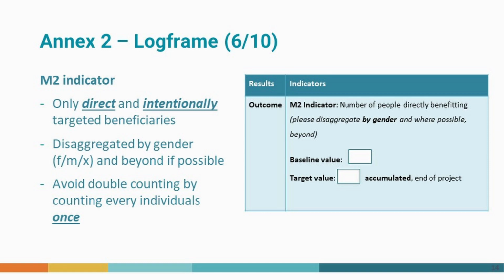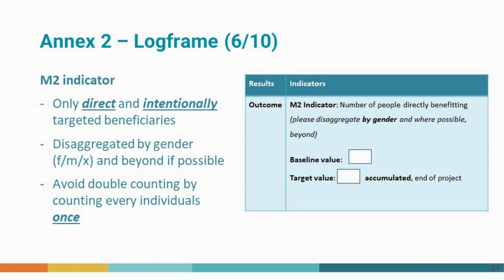Slide 6, the M2 indicator. In this slide, we're talking about the M2, number of people directly benefiting from the project. In this indicator, we only count the number of people who are directly and intentionally targeted by the project and therefore benefit from project activities. For details, please refer to Annex 8.2 of the M&E Framework.